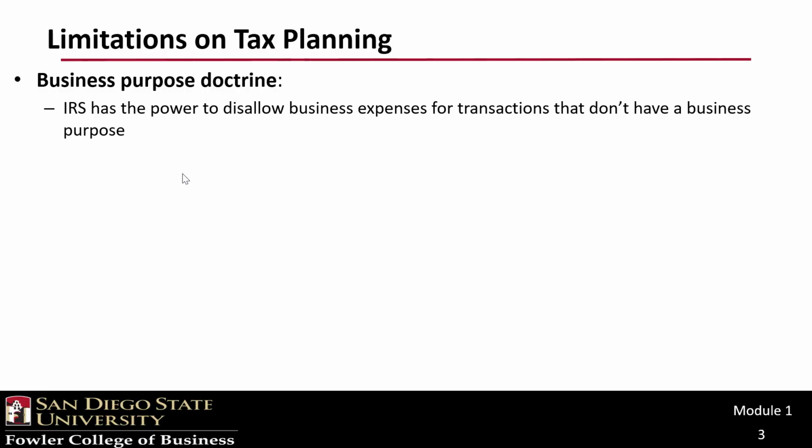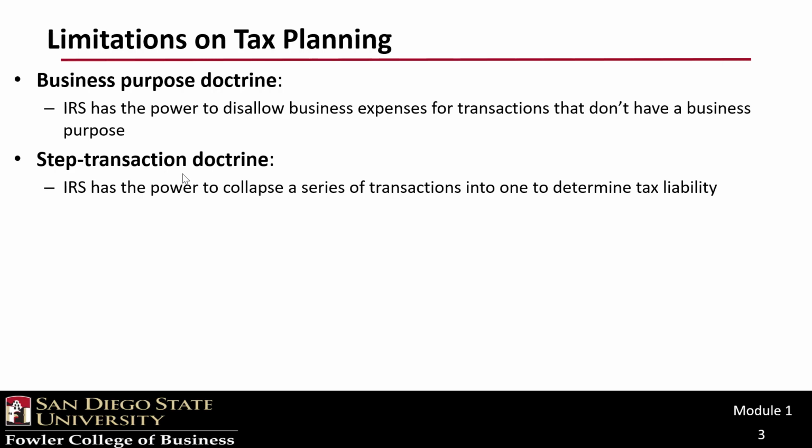Let's get going. So one of the first limitations on tax planning is the business purpose doctrine, which basically says the IRS has the power to disallow business expenses for transactions that don't have a business purpose. The step transaction doctrine says the IRS has the power to collapse a series of transactions into one transaction to determine tax liability. So basically, if you go from point A to point B to point C, and that's a non-taxable transaction, but if you had gone from point A to point C, that would be taxable, the IRS can collapse that into point A to point C.